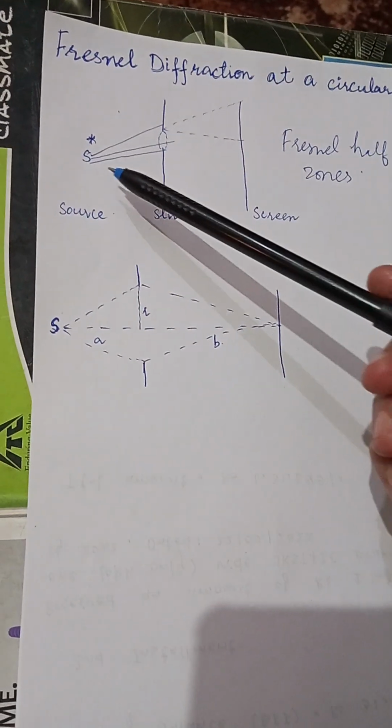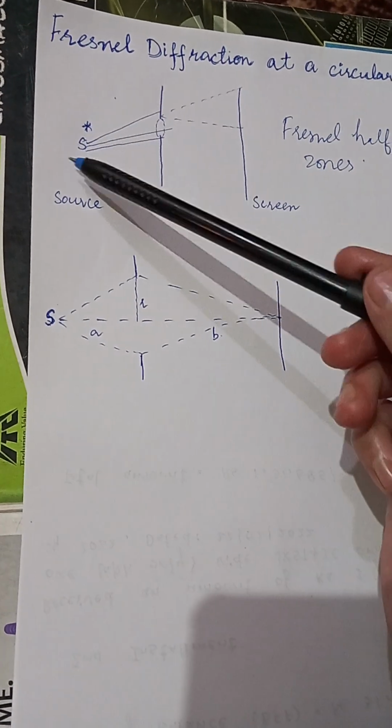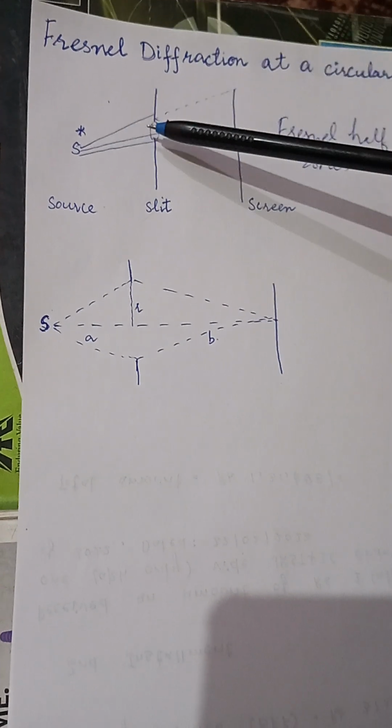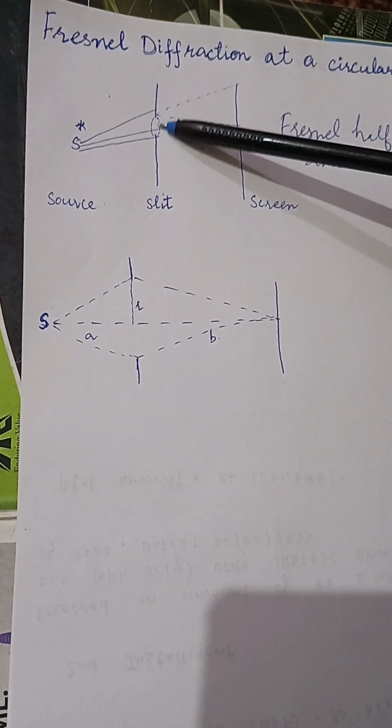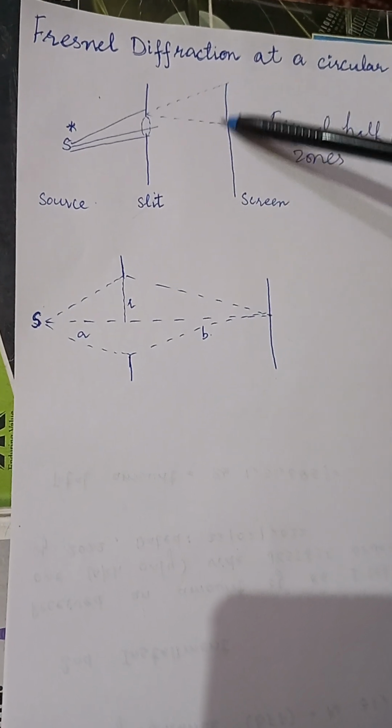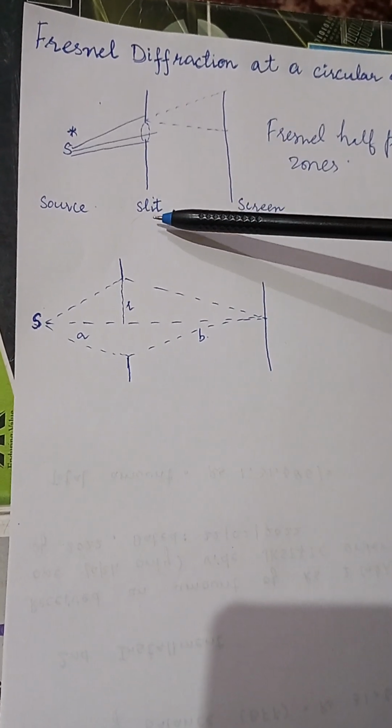So this is a source of light S. It is emitting light rays in all directions. It is a point source. Then we have a slit of this circular shape, and then we have a screen at a certain distance from this slit.